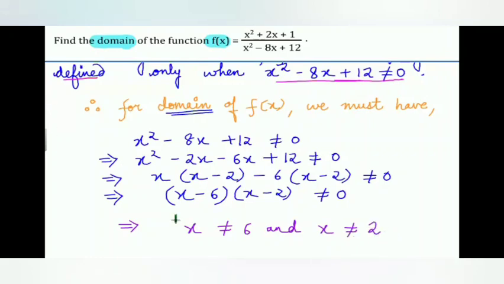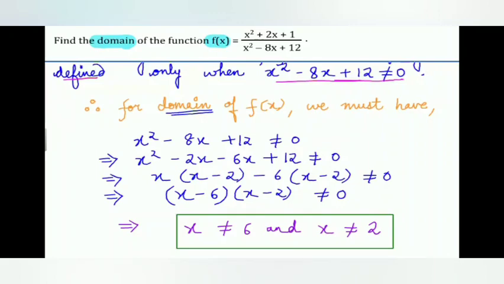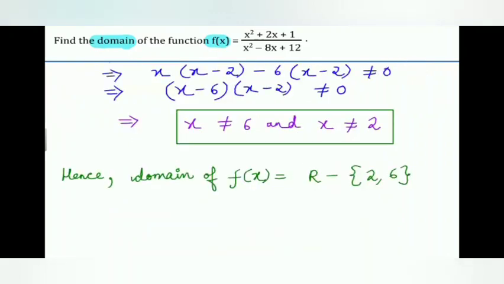So your domain is whole real number excluding 2 and 6. Hence your domain of f of x is equal to whole real number minus 2 and 6. यानी कि आप रियल नंबर में से कोई भी वैल्यू ले सकते हो 2 और 6 के अलावा. सो दैट इज योर डोमेन. सो डोमेन इज योर possible values put in your function.